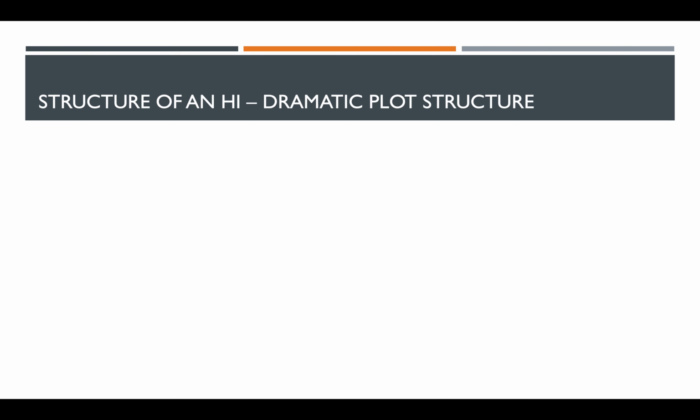So now we're going to talk about the structure of an HI and go over the dramatic plot structure. Usually when you cut your script and you choose your script, you want to be looking for some sort of teaser, or you want to establish a little hook that hooks your audience. And that teaser is usually around 45 seconds to a minute and a half long. That teaser usually starts off by introducing your character and providing some sort of setting that the speech is going to be taking place in.